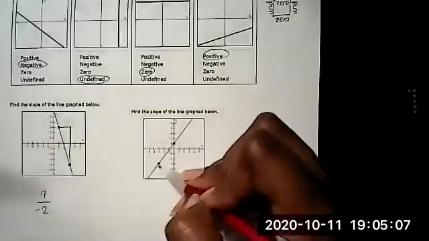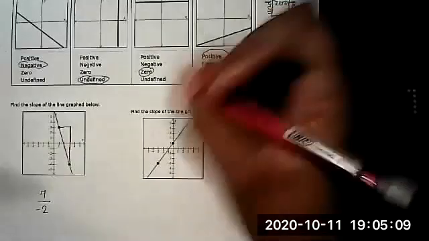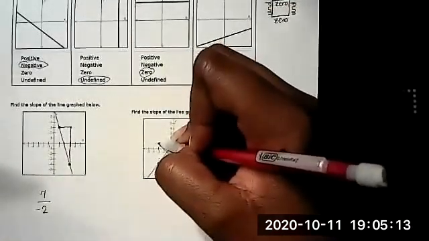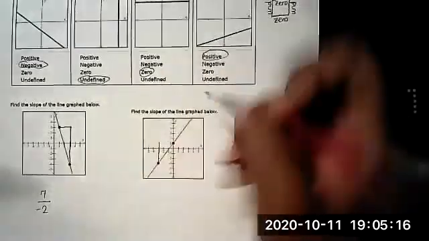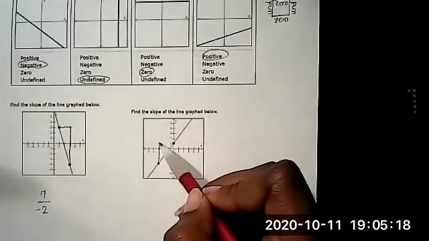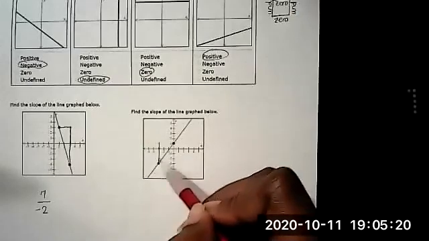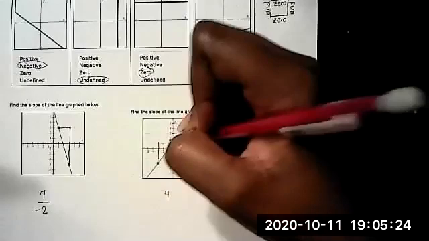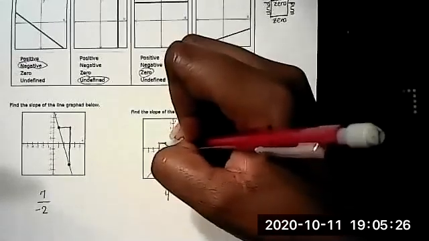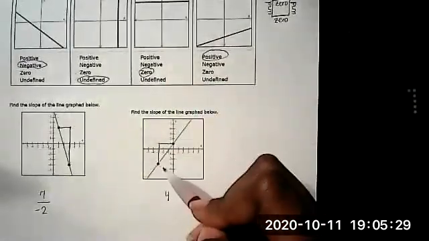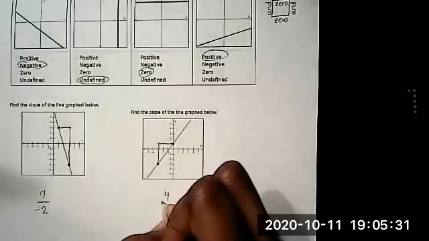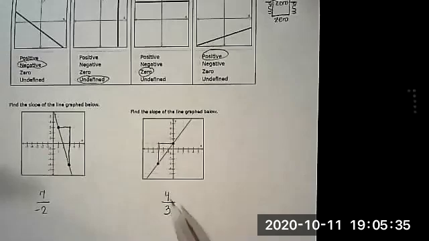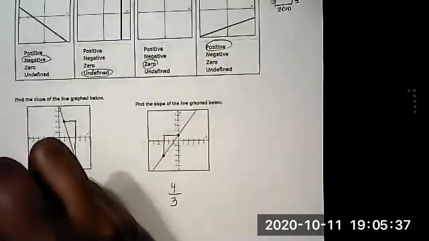So let's start, like I said, from the bottom point, and we're moving up 1, 2, 3, 4 to get on the same plane as this line. So I moved up 4, so positive 4, and then I moved to the right 1, 2, 3. So I'm moving up 4, 3 to the right, and right is positive, so my number at the bottom is positive. My slope is 4/3, okay?